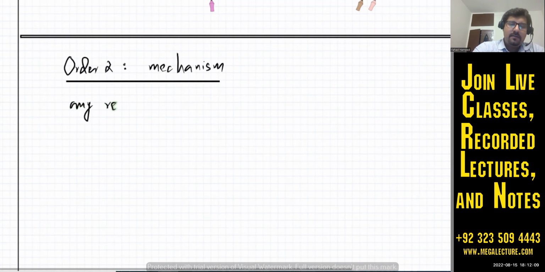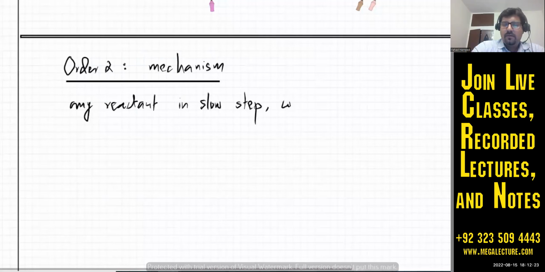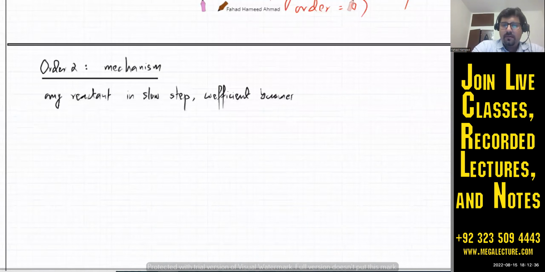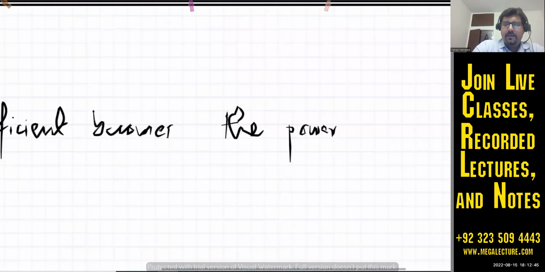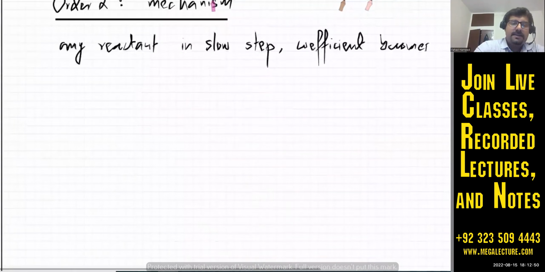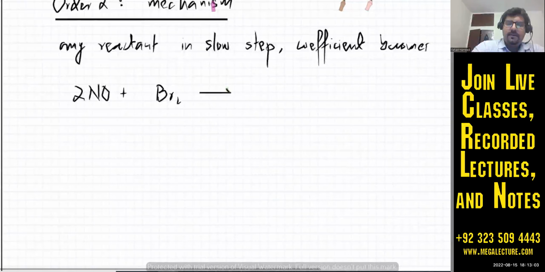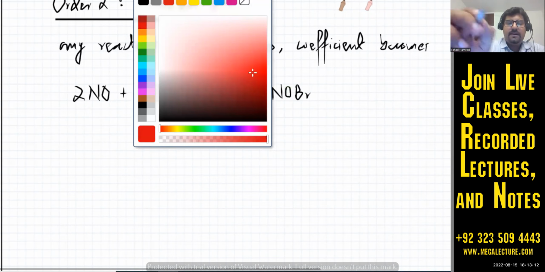So any reactant in the slow step, the coefficient becomes the power or the order. Let's take the same example, the reaction 2NO plus Br2, and together they react to form 2NOBr. Remember, our focus is on trying to figure out how we get order 2.